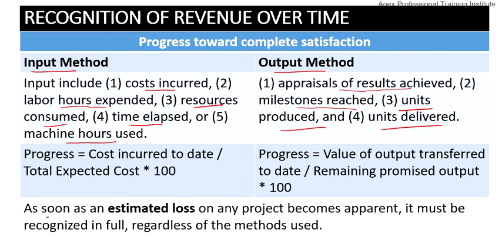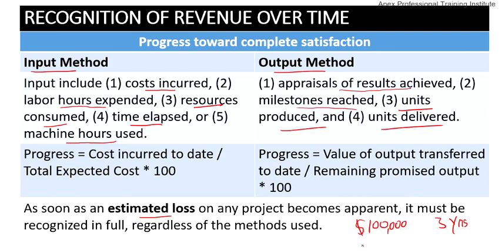Remember one thing: as soon as an estimated loss on any project becomes apparent, it must be recognized in full regardless of the method used. For example, in a construction contract, let's say the total contract price is $100,000, which is supposed to be completed in 3 years. For example, this is the construction of a building or tower.